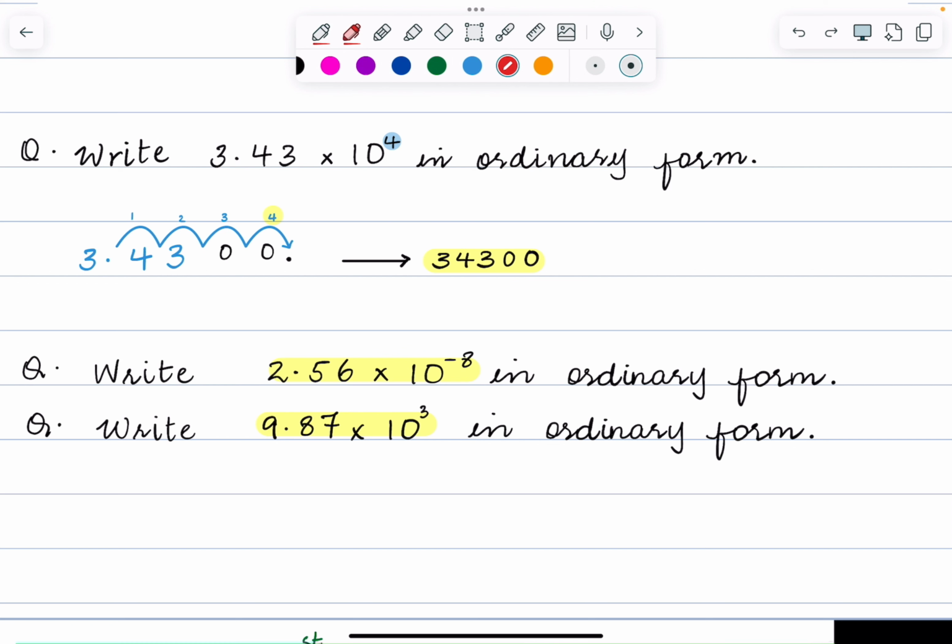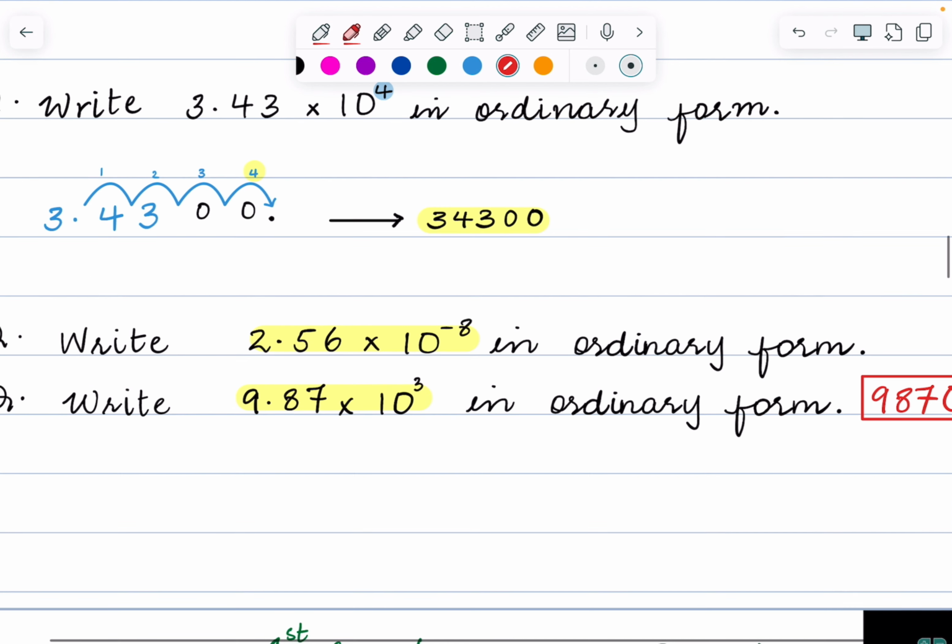Okay, what is the answer? Okay, 9,870 is the answer for this one. Well done, good job. Okay, you just have to move. It's a positive power, so you have to move the decimal to the right. Kitne places? 3 places. Okay, so first one, what is the answer? That is absolutely correct. The answer is going to be ordinary form. Ordinary form means without standard form.